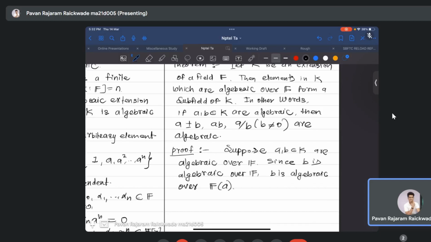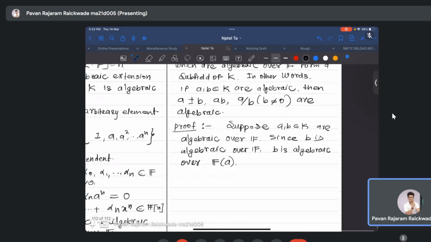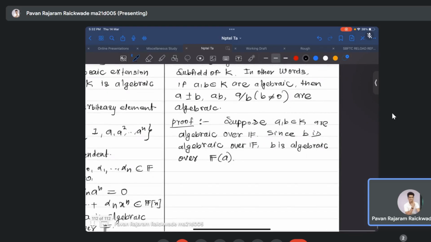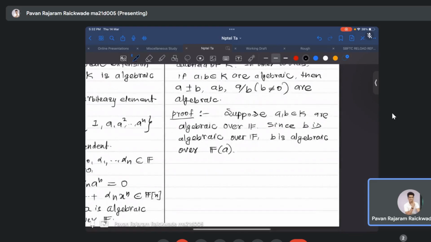There exists a polynomial in F(A)[X] such that this is 0, right? But F(A) contains F, so there is not much significance to the statement, but okay, we can say that B is algebraic over F(A) also. Note that any non-zero polynomial over F is also a non-zero polynomial over F(A). Because of this we have the previous statement.